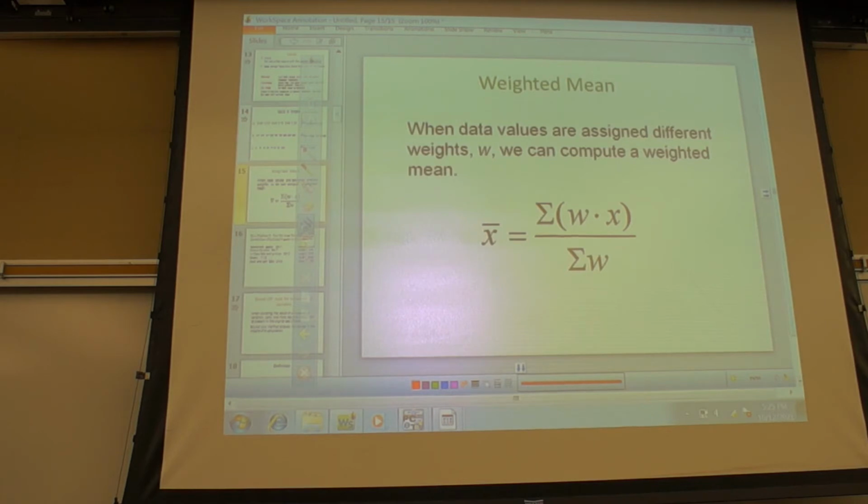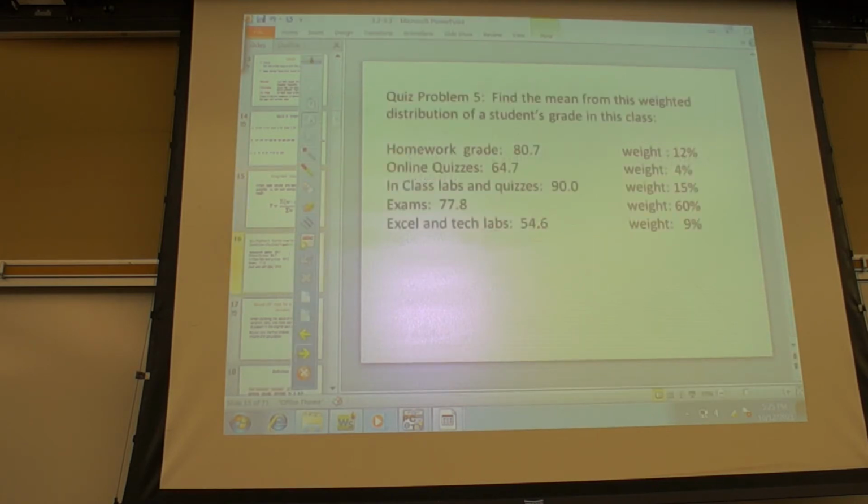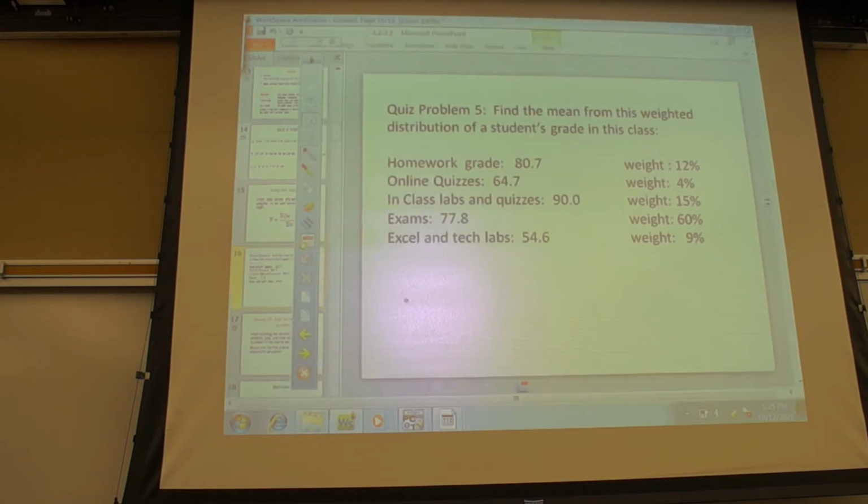So your problem is this one here. And again, I strongly suggest you change these weights to decimals. So 12% is 12 cents, 0.12. 4%, how do you write 4 cents in real life? 0.04. 15 cents, 60 cents. Then you're going to multiply every value by its weight.